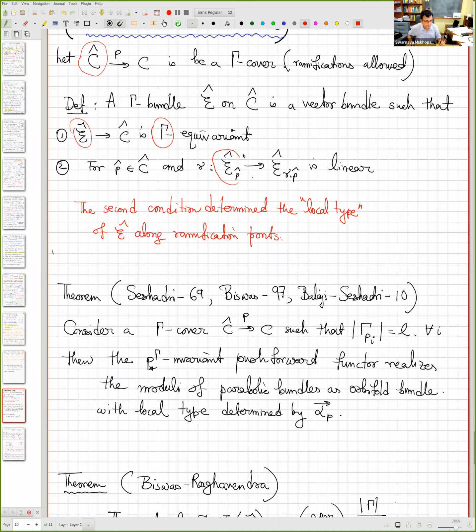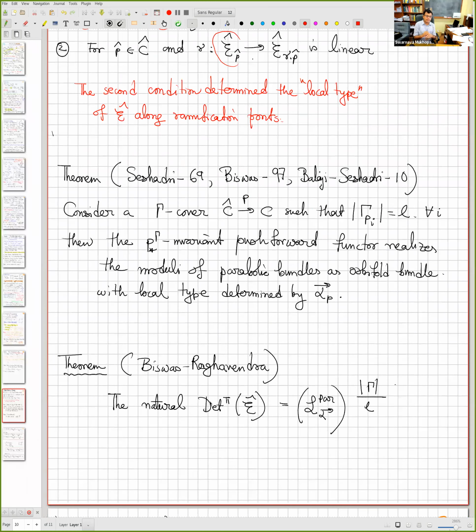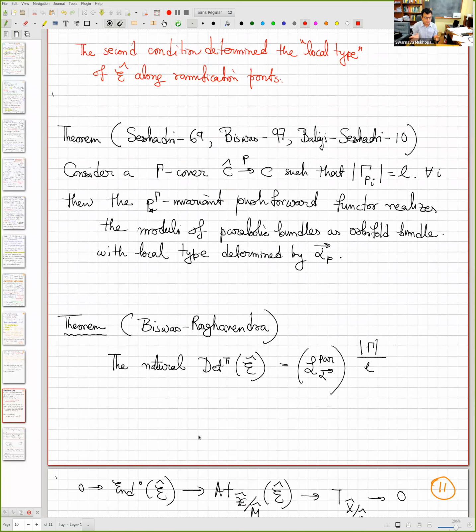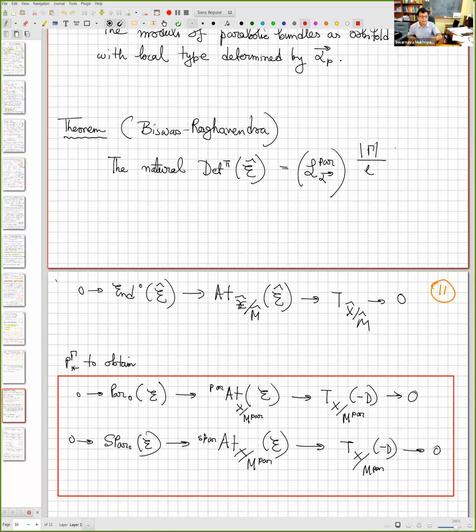It's a result of Seshadri and Biswas, and also Balaji and Seshadri, that this is an equivalence, in the sense that you can reconstruct the moduli of parabolic bundles via this correspondence. Okay, and then one can also rewrite the Biswas-Raghavan result I mentioned in the beginning of the talk. One can rewrite the determinant of cohomology in terms of the determinant of cohomology on the moduli space on the curve upstairs. So using this correspondence, one can construct the Atiyah algebras, which we call the parabolic Atiyah algebras. They're roughly described here.